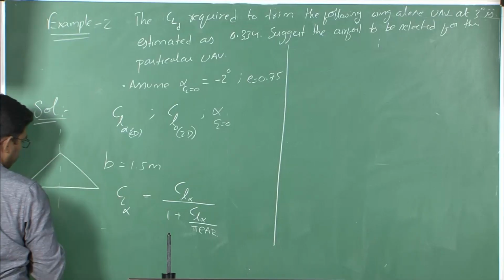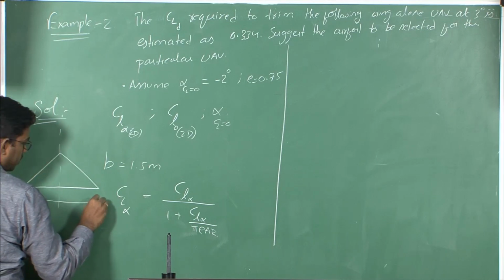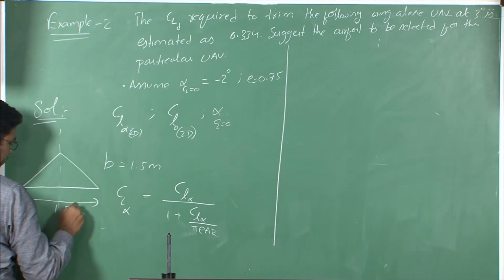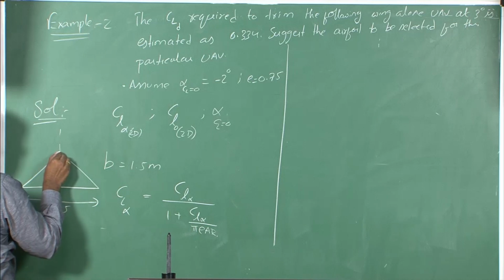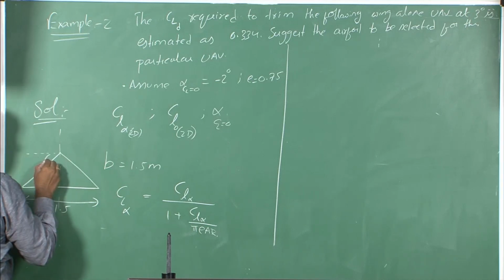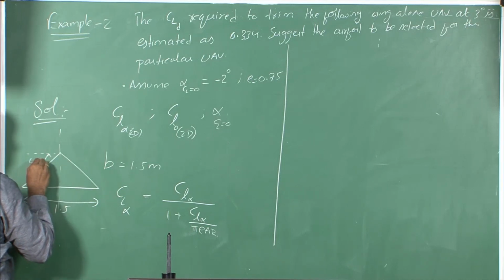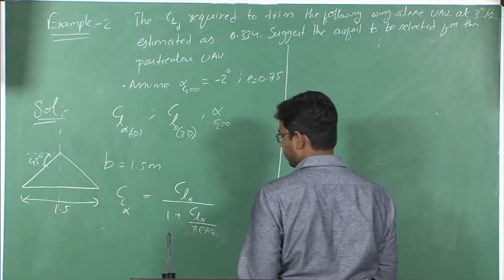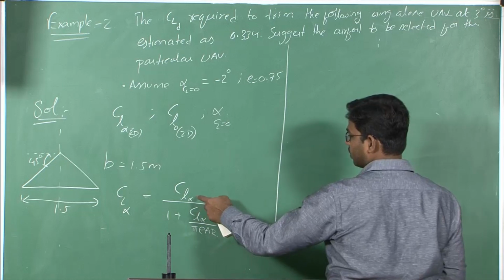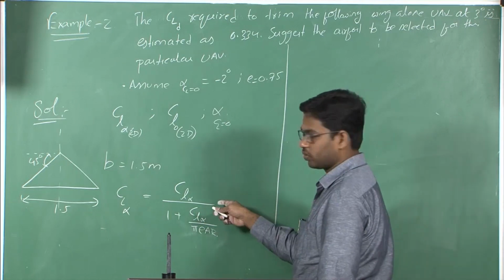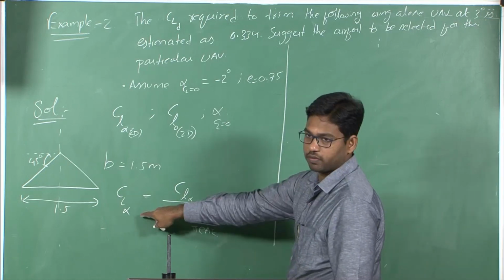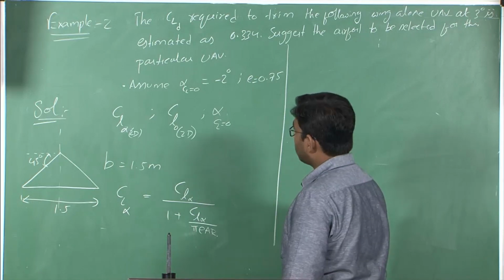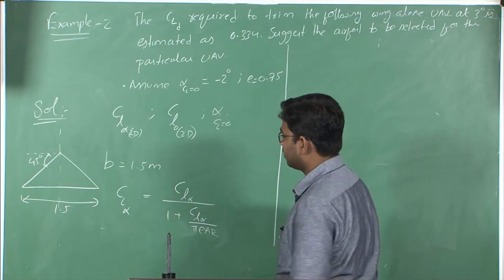Planform, with a span of 1.5 meters and leading edge sweep of 45 degrees. Now I need to find out what is CL alpha 2D of the aerofoil from the wing data. So how to get wing data here in the first case?